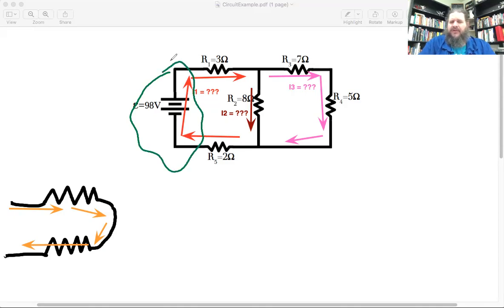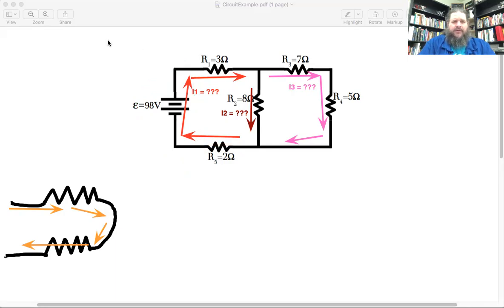The junction rule says that the total current going into that blob has to match the total current going out of that blob. We have current going in and current going out of that region. The current going in and the current going out of that region have to match each other. In other words, the current going through resistor 5 has to match the current going through resistor 1.